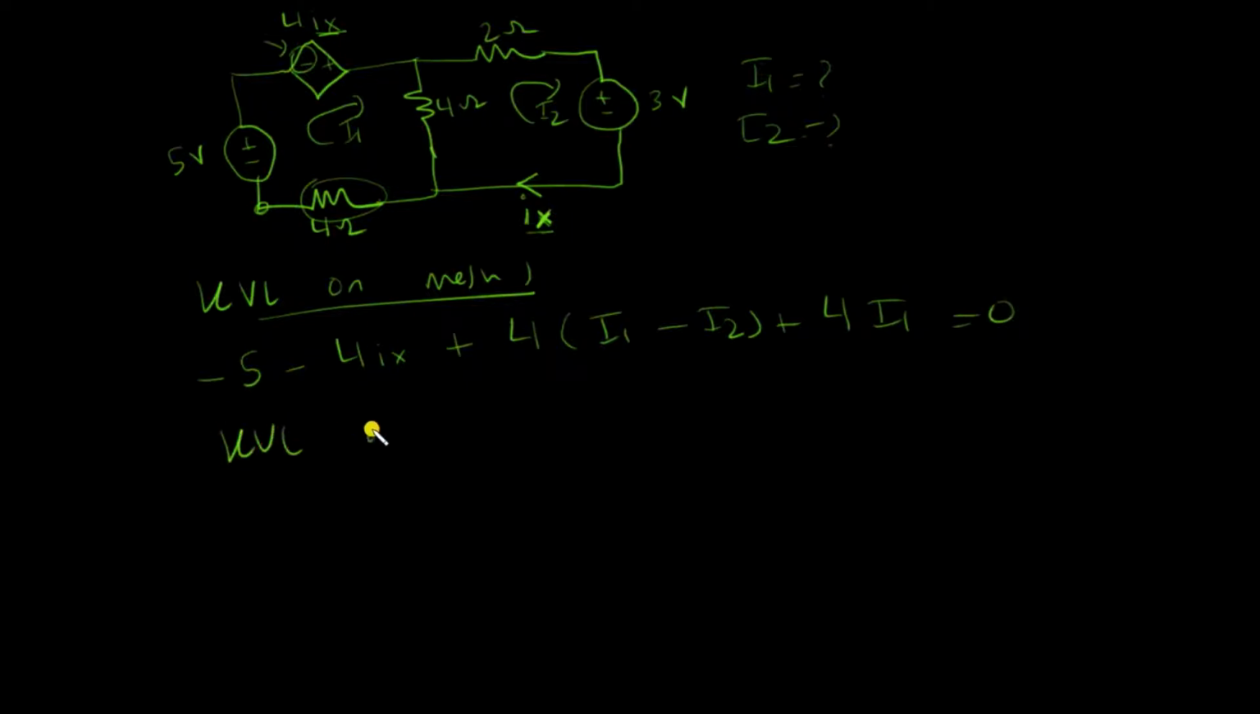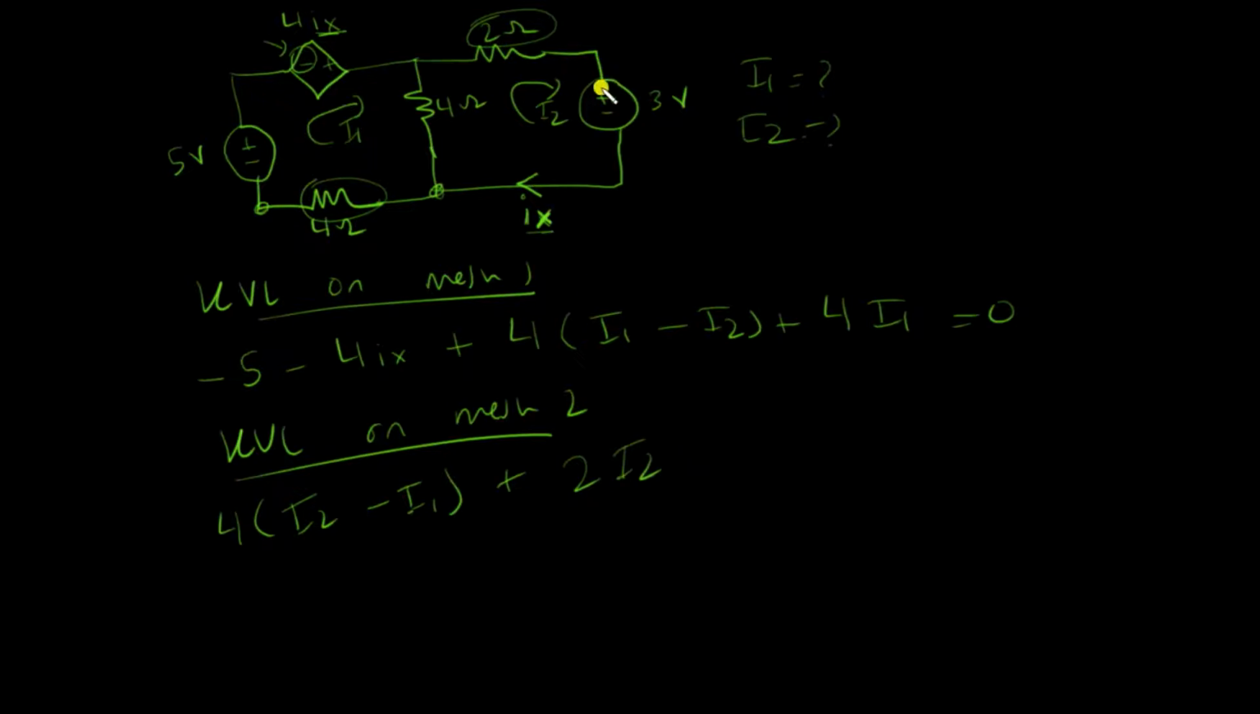And now let's write the mesh equation on the second mesh. So we'll just start off from this point. There is this 4 ohm resistor, an intersection between mesh 2 and mesh 1, and then there's a 2 ohm resistor which is at the periphery, so plus 2 I2, and then there's the positive terminal, so plus 3 is equal to 0. So these are the two equations I get from the mesh analysis.